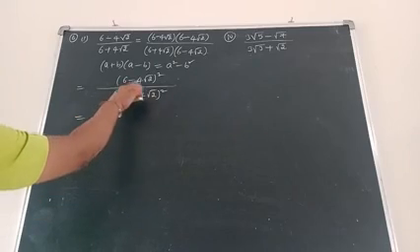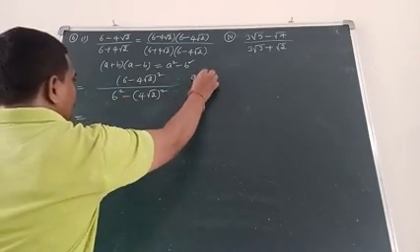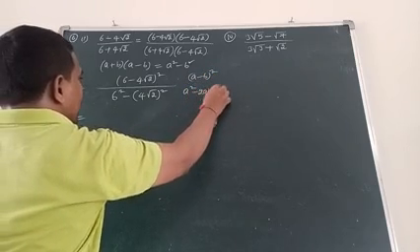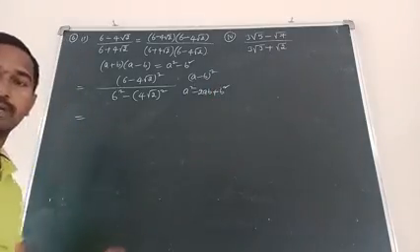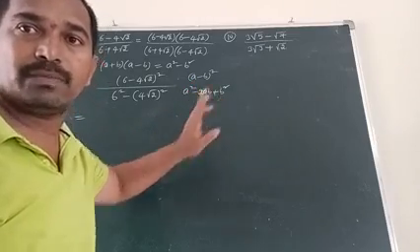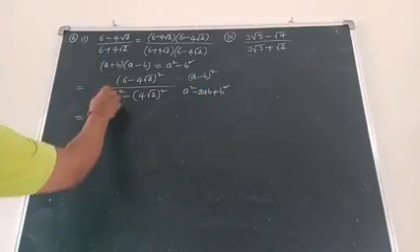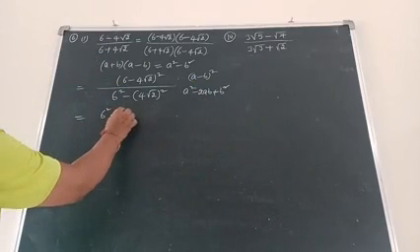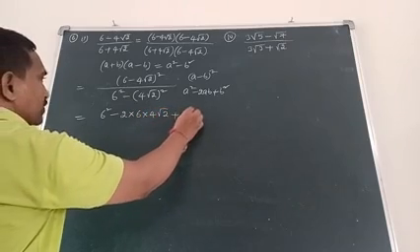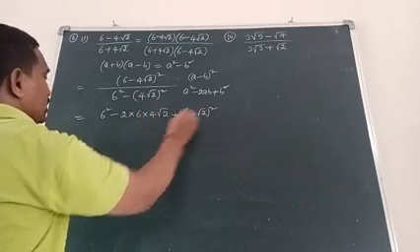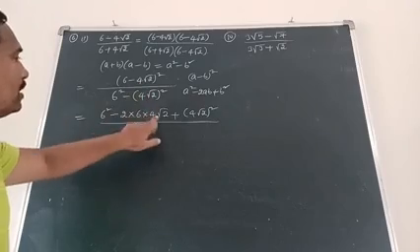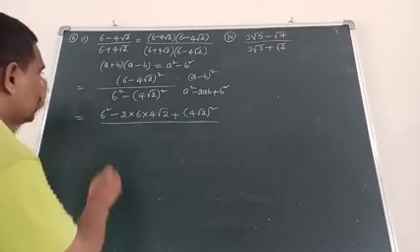So here we use the a minus b whole square formula. What is a minus b whole square? a square minus 2ab plus b square. So a square, 6 square, minus 2ab, 2 into 6 into 4 root 2, plus b square, 4 root 2 whole square. That is the numerator: a square minus 2ab plus b square.